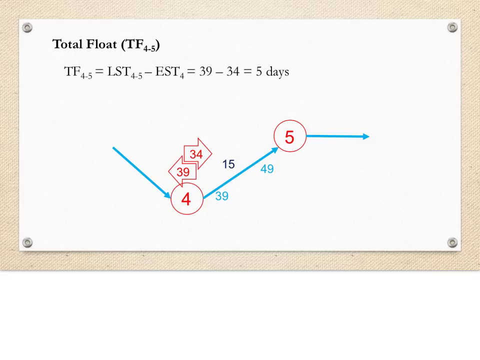So let's take a look at our geotech investigation example. If we look at task 4-5, which is our concrete lab testing task, it has a latest start time of 39 days. And event 4 has an earliest start time of 34 days. So we have a total float for this task of 5 days, meaning this task can be delayed 5 days before it affects its duration.